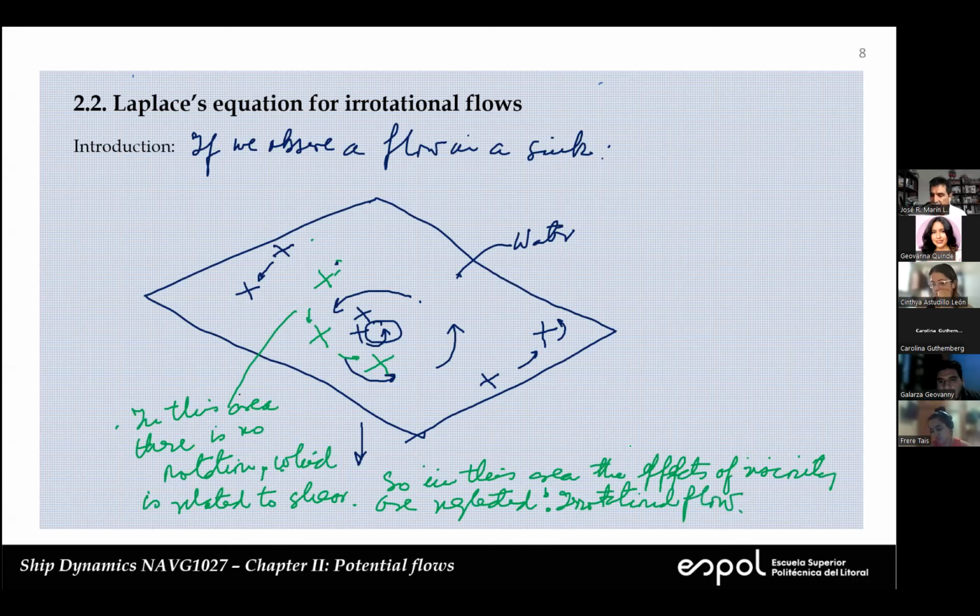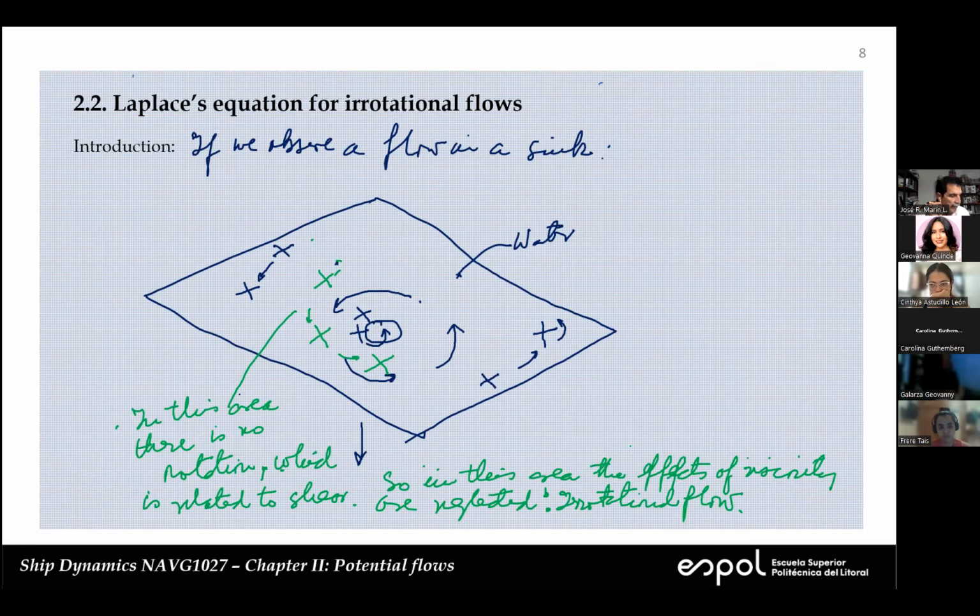Okay, so it's just an observation, right? And we said, okay, in this area where we have no viscosity effects because there is no shear, we can say that there is no rotation. And that no rotation, we are going to be evaluating through a concept, and that concept will be the circulation. So when we have no rotation, we can say that there is no circulation.